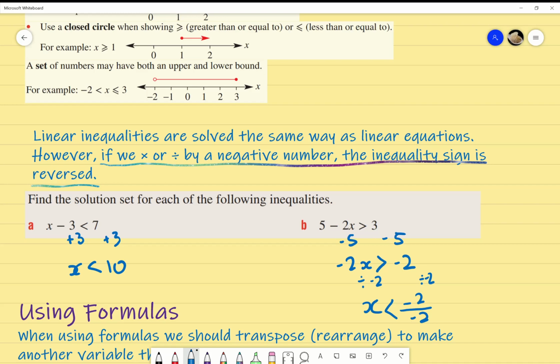Same applies if we divide by negative 1, negative 100, or we multiply by negative 100, same thing. If we divide or multiply by a negative number, we flip the sign. Which means that x is less than 1.